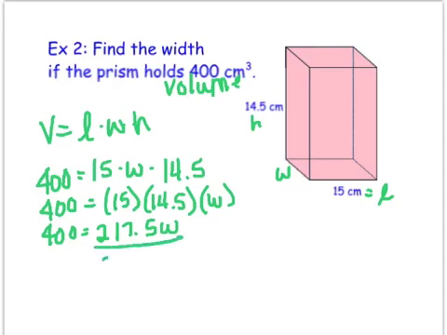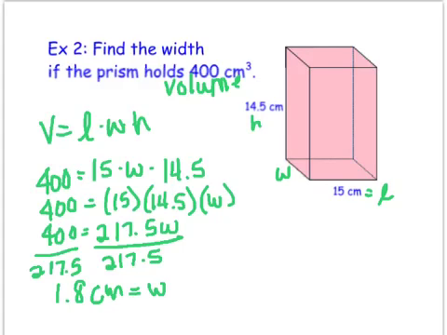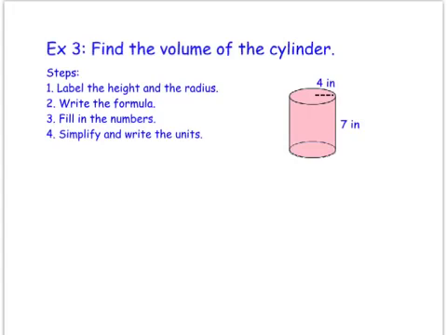Okay, now we know what to do. We're going to divide both sides by 217.5 because I'm trying to get my variable by itself. And we know whatever we do to one side, we do to the other. When we do that, we get 1.8 centimeters equals W. Now I want to point out it's just centimeters, not centimeters cubed, because we're talking about the width. When we're talking about the length, the width, or the height, we simply use centimeters. Ta-da!